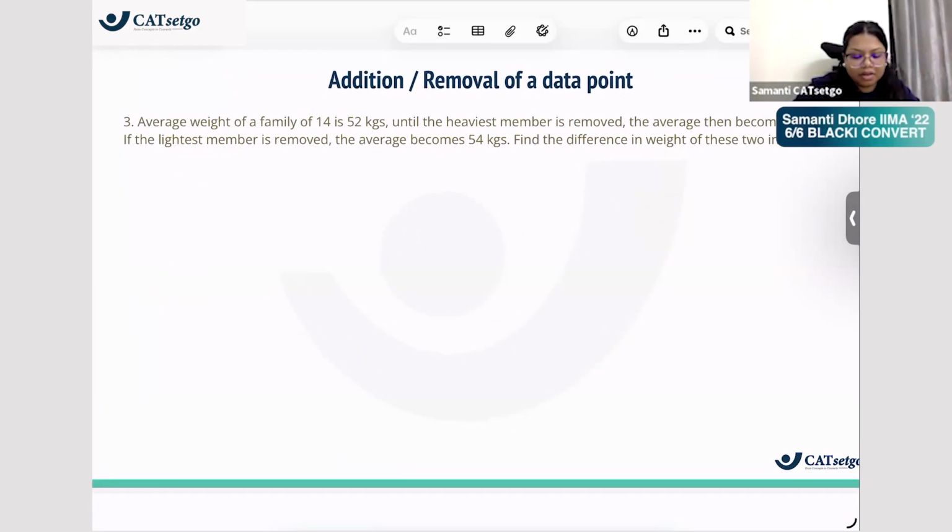Addition and removal both happening. First you remove someone, the average changes. And then if instead of removing that person, if the lightest member was removed, the average would have changed differently.